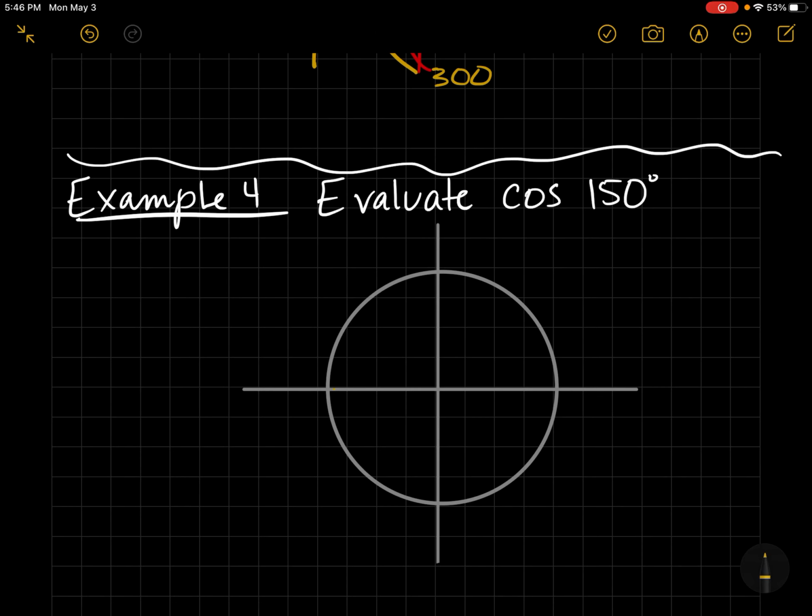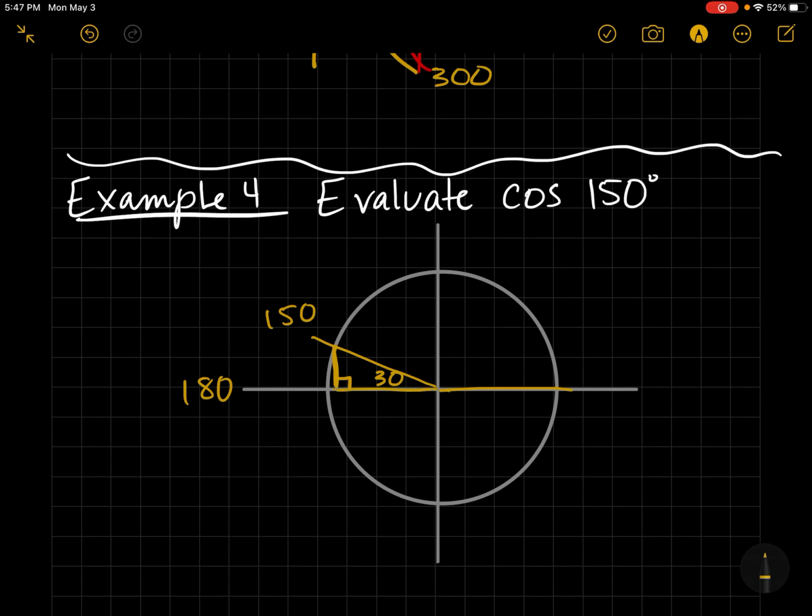Let's evaluate the cosine of 150. The first thing I'm going to do is find a reference angle so that I can draw a right triangle. So 150 is over here. That has a reference of 30, right? If that's 150 and the x-axis is 180. And now I can draw a nice little right triangle with a 30, 60, 90.